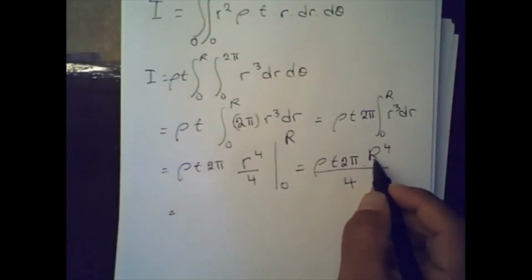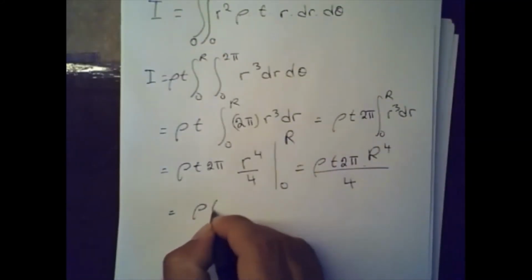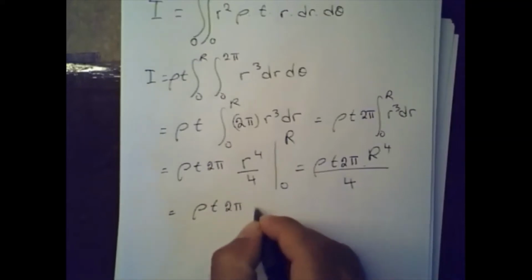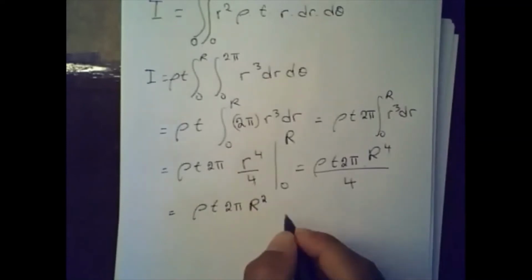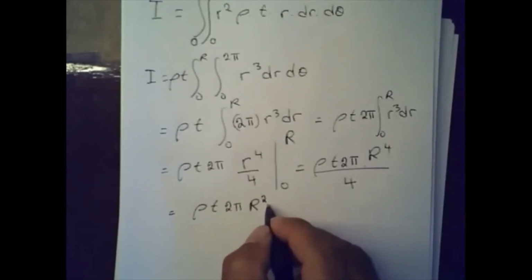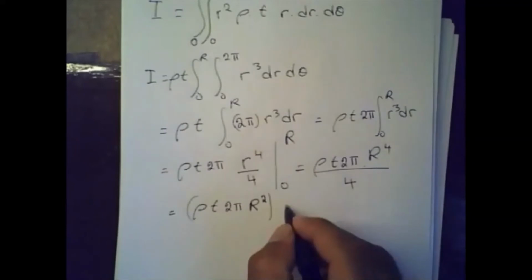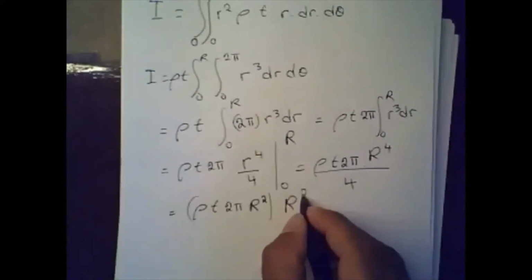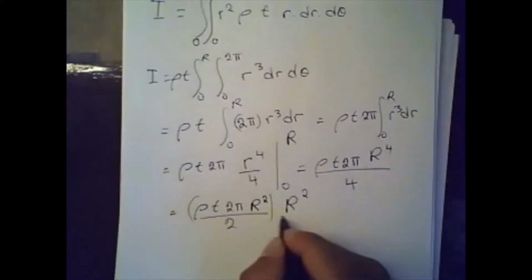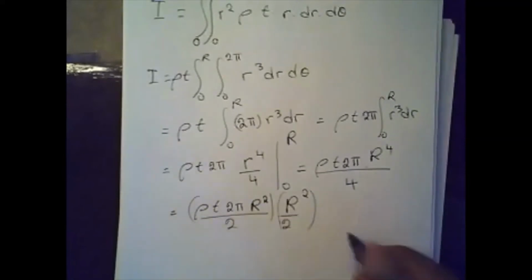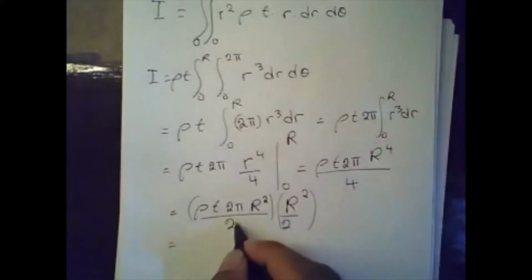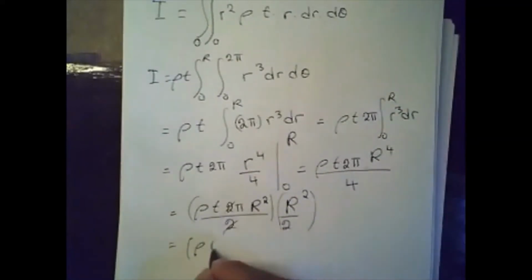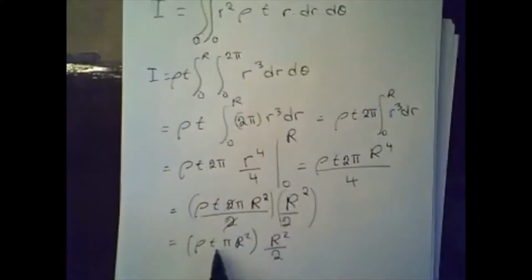if you expand this here, I can write this as rho t 2 pi r squared, and then this is multiplied by r squared, this over 2, and this over 2. So basically that 4, I'm separating it into 2 times 2. Why? Because if I take these two here, I'm going to end up with rho t pi r squared times r squared over 2. Do you guys agree that this is a mass?